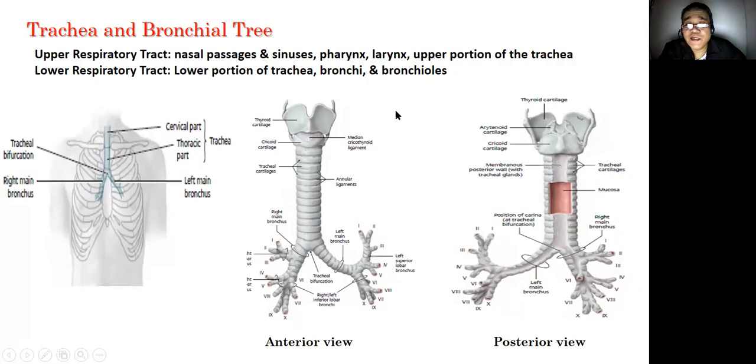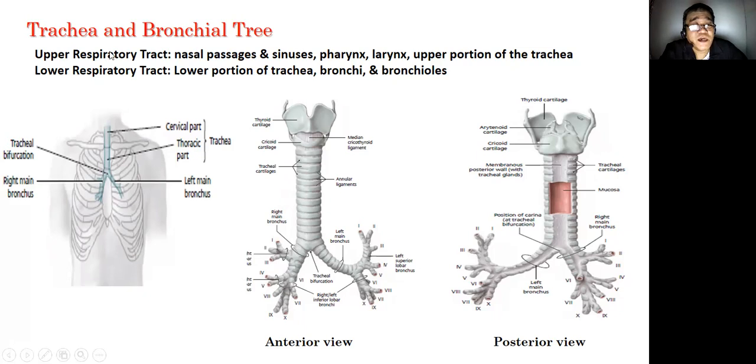Hello, welcome to the last part of this presentation on the anatomy of the thorax. For this last part, we will be talking about the organs comprising the respiratory system. That would mean the respiratory passages, or the conducting airways, and the gas exchange mechanism. That would be the lungs.